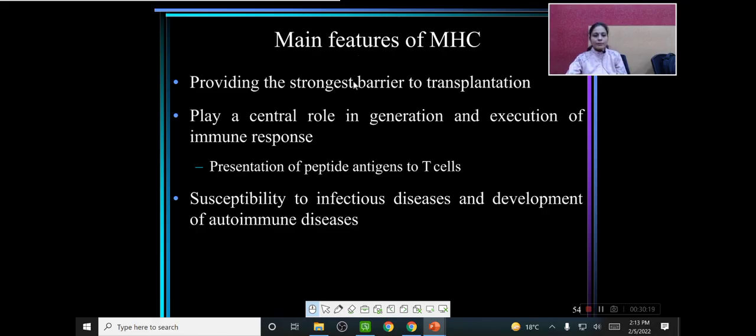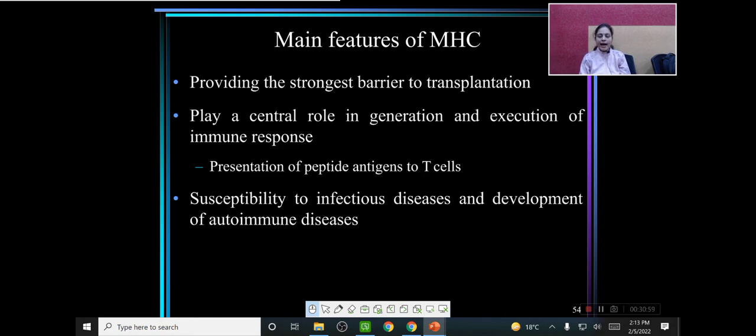So the main features of MHC are providing the strongest barrier to transplantation, playing a central role in the generation and execution of immune response, presentation of peptide antigen to T cells, and susceptibility to infectious disease and development of autoimmune disease. So the main function of MHC is in the transplantation or grafting of organs, right? So this is all about the HLA, MHC present in the body.